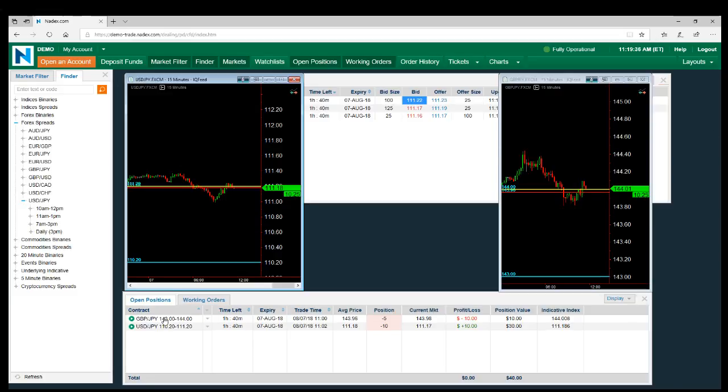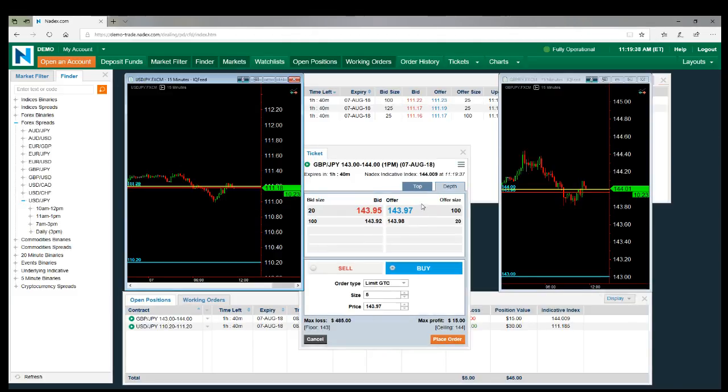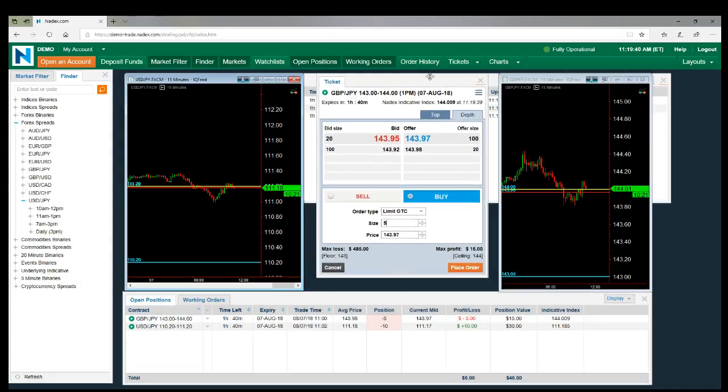Then we could come down. We could do the same thing on the British pound. Where do we think this will go? Okay, let's just say we expect it to go to 143.81. Again, your buy button is already highlighted for you.